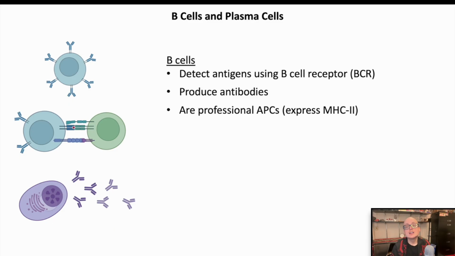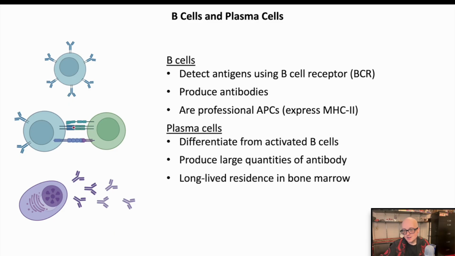And as we'll learn, this crosstalk between B cells and CD4 T cells is critically important for generating B cell responses and antibody production during an infection. However, for now, let's just focus on the basics, and we should also remember that B cells, after they are activated, can differentiate into a new cell type called a plasma cell.